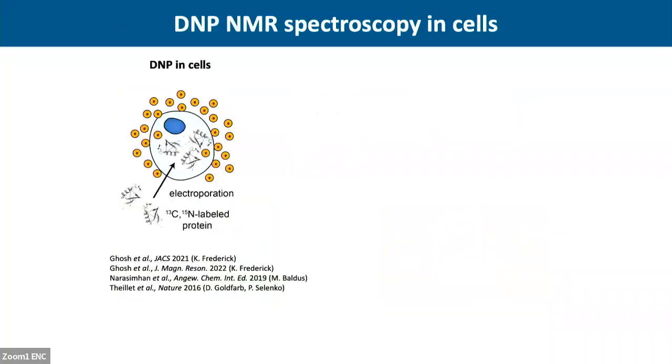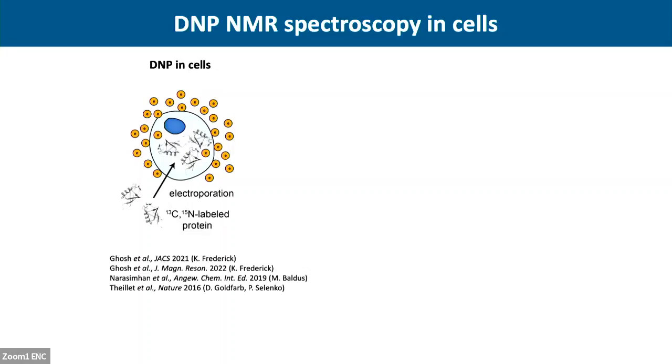So when it comes to DNP NMR spectroscopy in cells, there are currently two approaches that people have used in the literature. The first approach is also borrowed from solution in-cell NMR spectroscopy, where you can prepare your favorite protein in E. coli, where you can C13 and N15 label it, and then you can use a technique called electroporation to put this protein inside the cell.